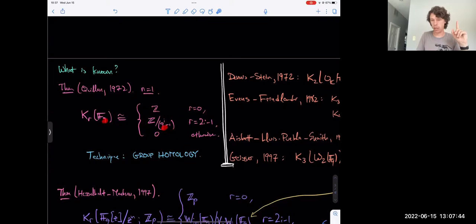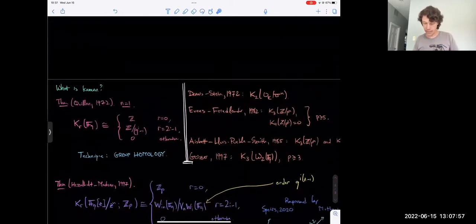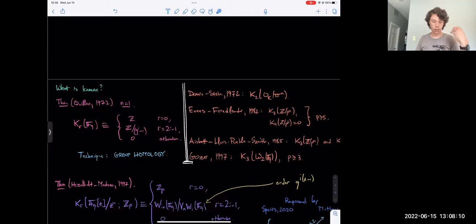It's a Pth power minus 1. So the higher algebraic K groups of F_q have no p-torsion in them at all. That's an important point. And then various work: Quillen computed this using group homology, motivated by the initial definition of higher algebraic K-theory using the plus construction. And it's not an easy calculation at all.